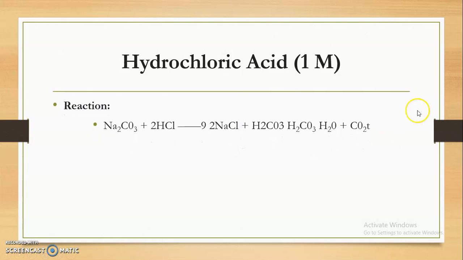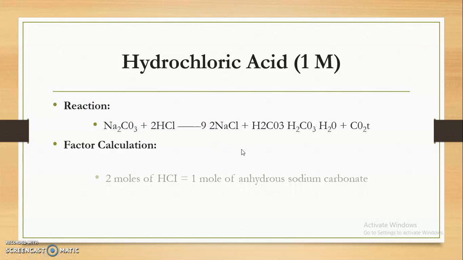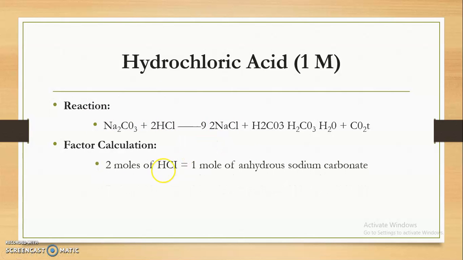Here also you can see 1 mole of sodium carbonate is required, where 2 moles of hydrochloric acid are required in this particular reaction. So for factor calculation we have to consider 2 moles of hydrochloric acid. So 2 moles of hydrochloric acid is equivalent to 1 mole of anhydrous sodium carbonate. So 2000 ml of 1 molar hydrochloric acid, because 2 moles are required, that's why we have multiplied it with 2 into 1000 ml, that is equal to 105.99.